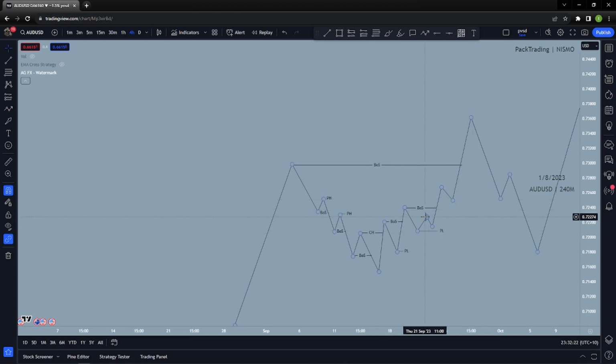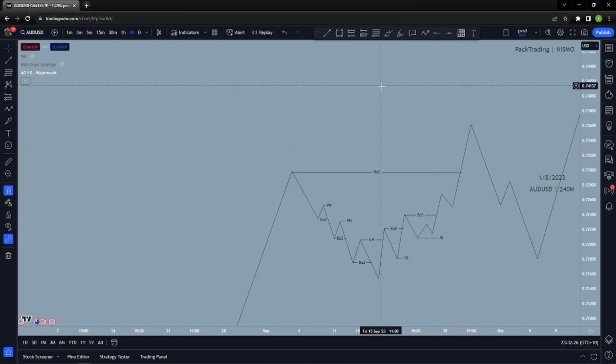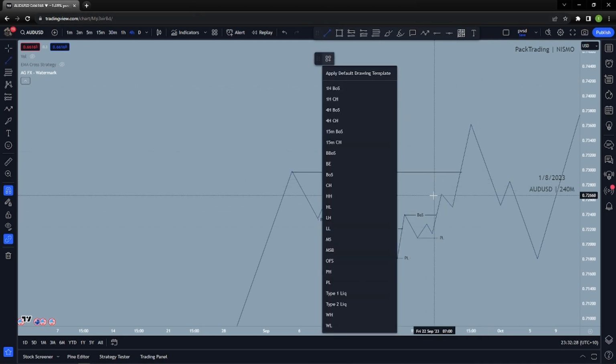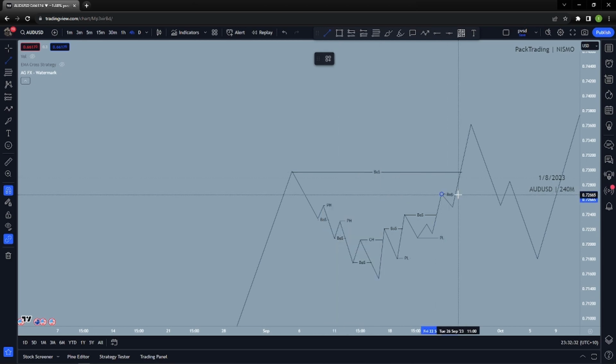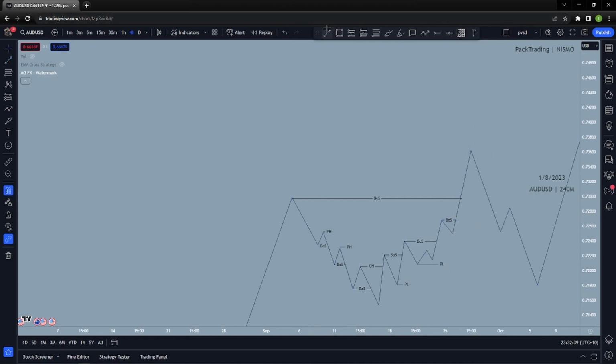So now we got that breaker structure. After the breaker structure, so pullback. Alright, let's mark this. That will be our high. It turned into a BOS. Alright, it respected the protected low. Breaker structure. Now that's our protected low.